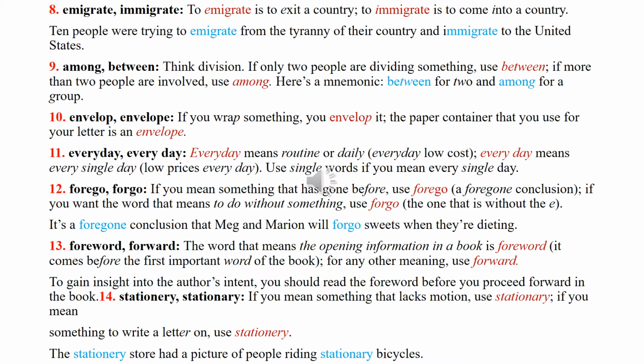13. Foreword and forward. The word that means the opening information in a book is foreword. It comes before the first important word of the book. For any other meaning, use forward. Here we have an example. To gain insight into an author's intent, you should read the foreword before you proceed forward in a book.